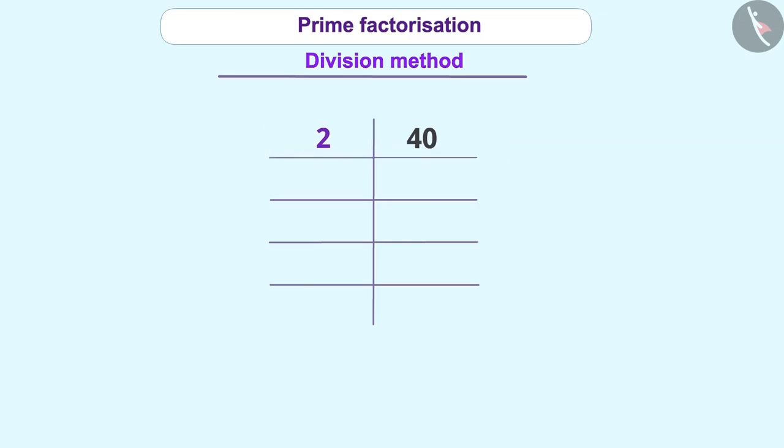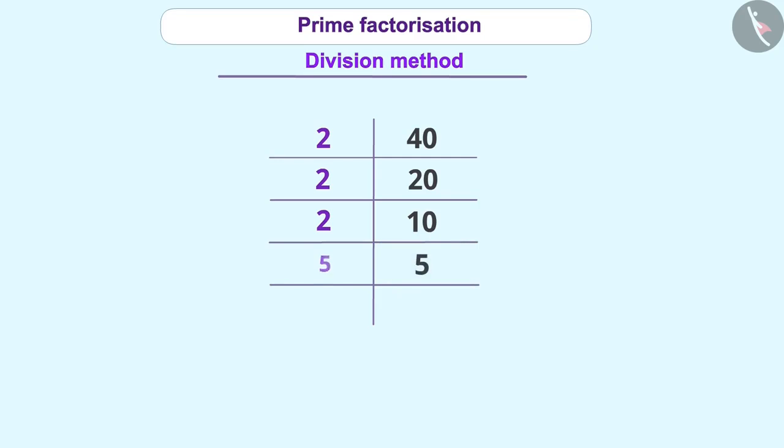On dividing 40 by 2, the result will be 20. We will write it under 40 in the second row. Again, we will find the smallest prime number which completely divides 20. Since 2 completely divides 20, we will write the number 2 in the first column of the second row. 10 is the quotient of 20 by 2. So, we will write it in the second column of the third row. In the same manner, we will divide 10 by 2 and write 5 in the second column of the next row.